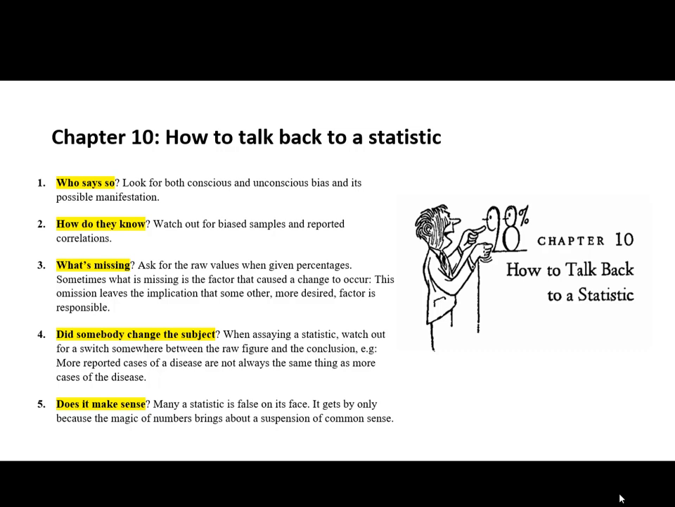The last chapter asks 5 questions. The title of chapter 10 is how to talk back to a statistic. You have to ask these questions. Who says so? How do they know? What is missing? Did somebody change the subject? Does it make sense?